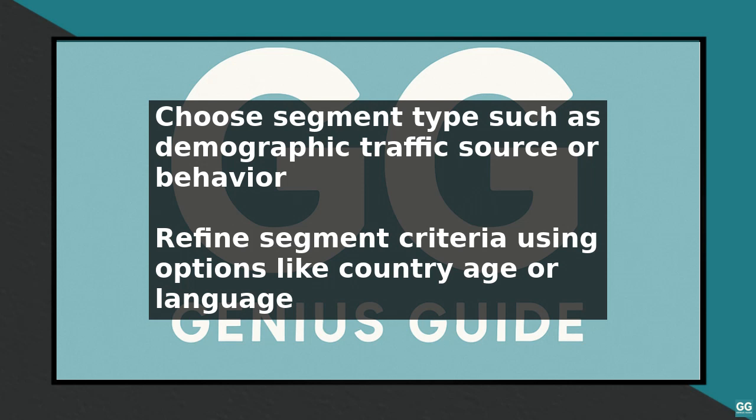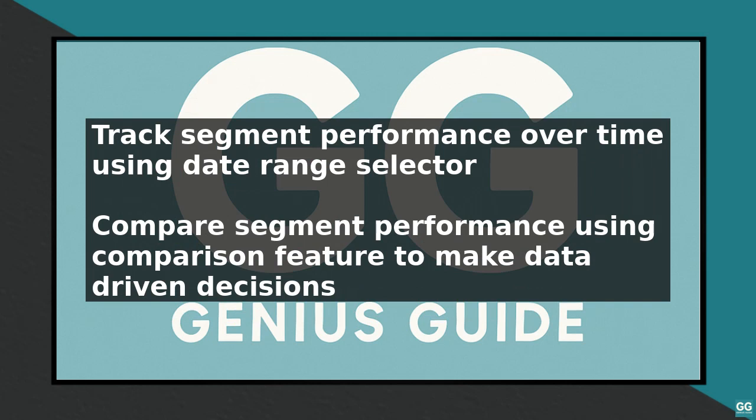Best practices for tracking Google Analytics segments include regularly reviewing and updating your segments to ensure they are still relevant, using multiple segments to get a more complete picture of your website traffic, and using the segment builder to create custom segments that are tailored to your specific business needs.